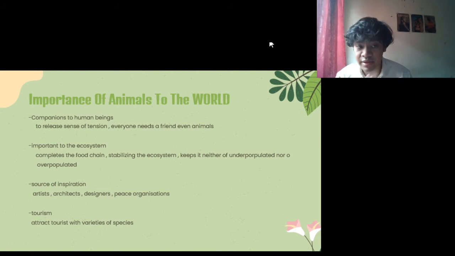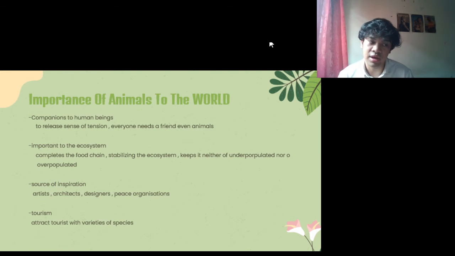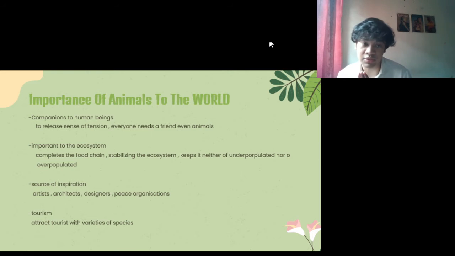Second, it is very important to the ecosystem. First of all, it completes the food chain, from human beings to predators and prey and even plants, to complete the ecosystem. It stabilizes the ecosystem, and the most important thing is to keep it from being underpopulated or overpopulated. Sometimes if a species is overpopulated, it will be a bad thing for society and the ecosystem. And third, the benefits of animals to the world.